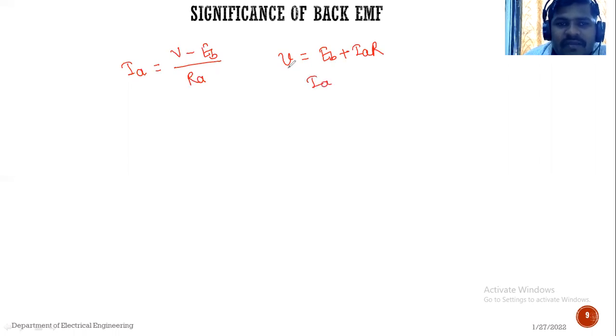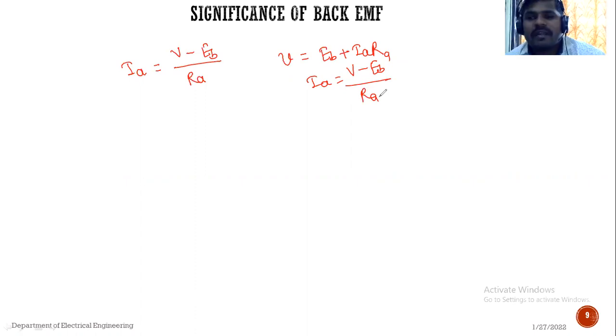IA is equals to, हा EB लेफ्ट हँड साइडला शिफ्ट केला, दॅट मीन्स V मायनस EB, आणि हा RA मल्टिप्लाय मध्ये तो डिवाइड मध्ये गेला, दॅट इज RA. Okay, so armature current equation IA is equals to V minus EB divided by RA. So in that, first one significance of back EMF. Back EMF चा first significance.